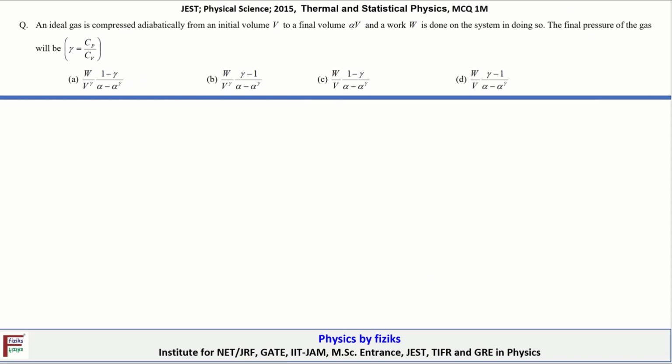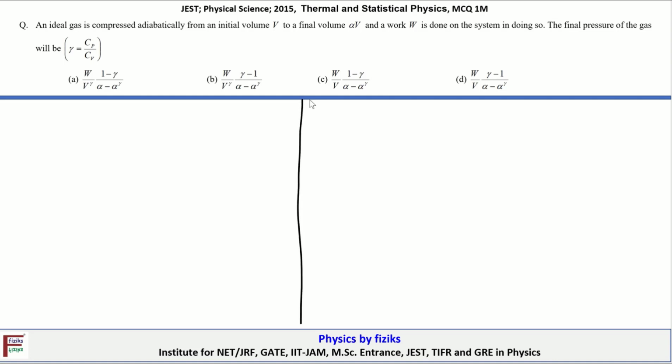Let's continue with the next problem. An ideal gas is compressed adiabatically from an initial volume V to a final volume alpha V, and a work W is done on the system in doing so. The final pressure of the gas will be how much? Gamma is given to be the ratio of Cp by Cv.